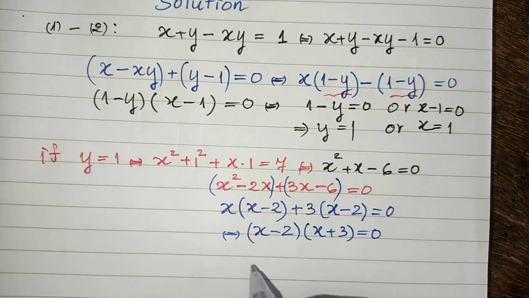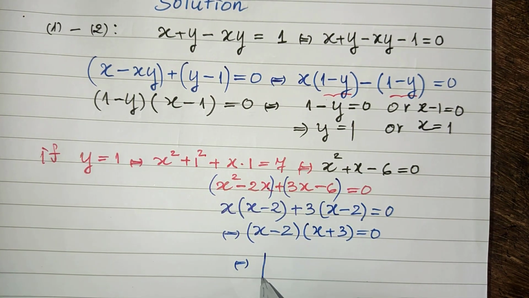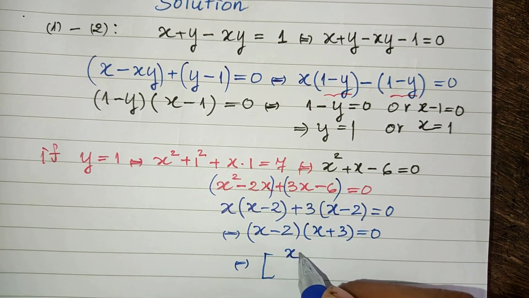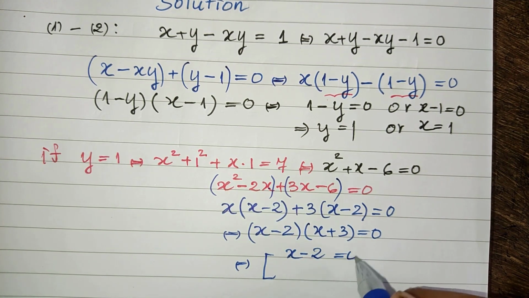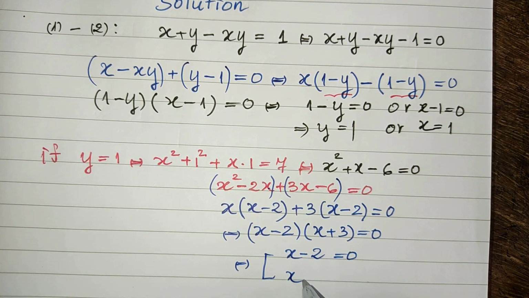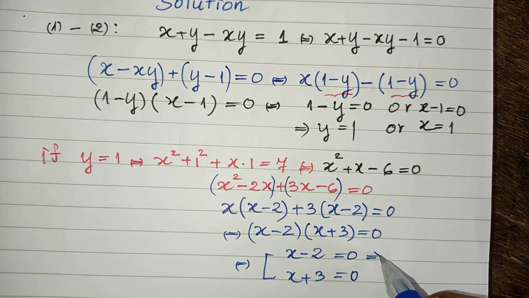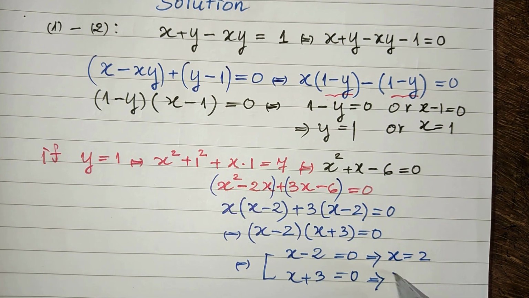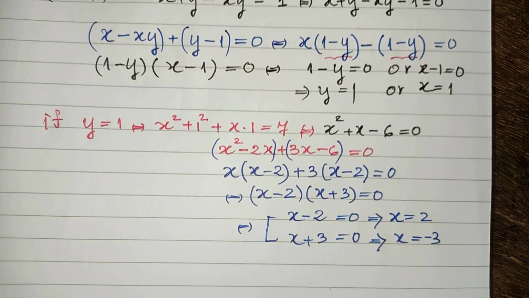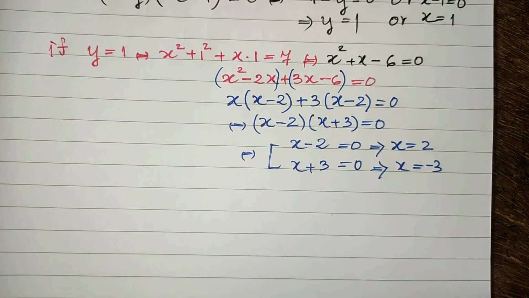So we have two factors equal to 0. We get x minus 2 equals 0 or x plus 3 equals 0. And now we get x equals 2 and x equals minus 3. Okay, now this gives two solutions.